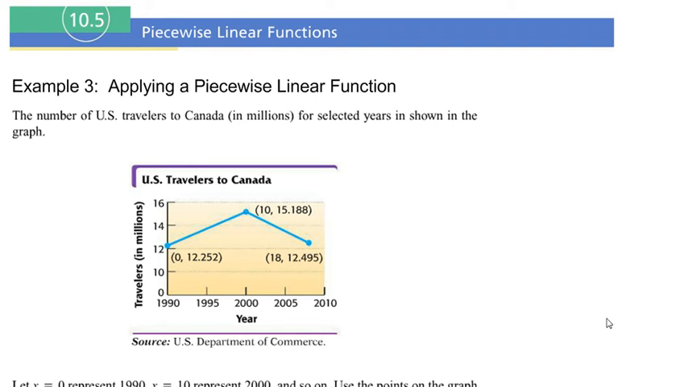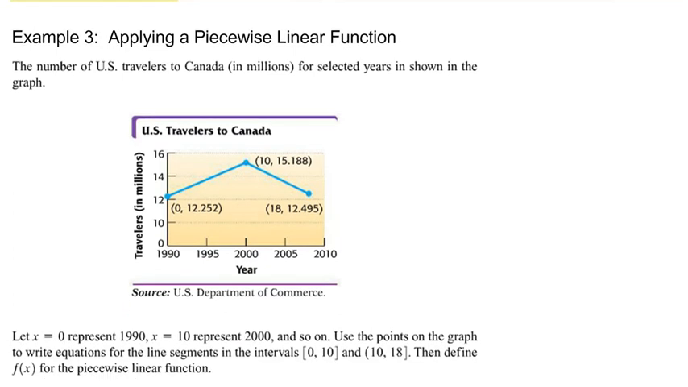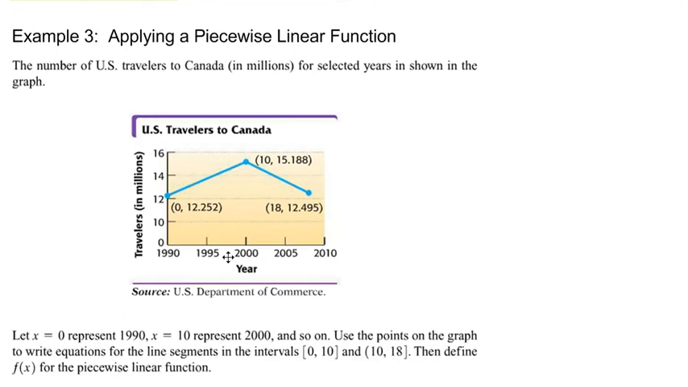All right, so we're going to do a bit of application to the piecewise linear function. The number of U.S. travelers to Canada in the millions for selected years is shown in the graph. Here we have the years 1990, 95, 2000, 2005, 2010, and this is how many travelers there have been in the millions.